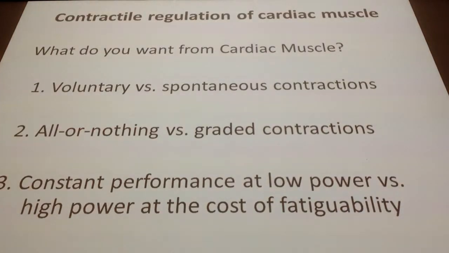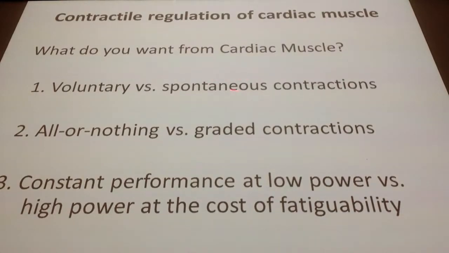So we talked about the fact that it's voluntary. We talked about the fact that it's all or nothing, and why there is high power and why there is fatigability, right? Because again, the main source of calcium comes from the ER or sarcoplasmic reticulum, and that can be depleted. Okay? Versus cardiac muscle. What about cardiac muscle?